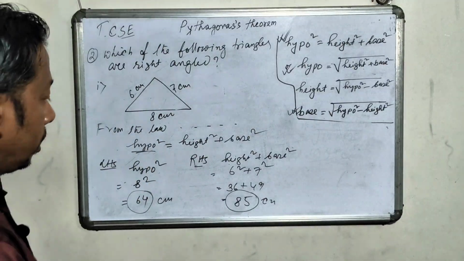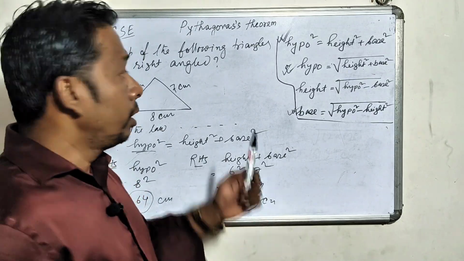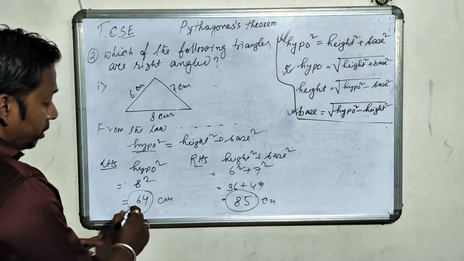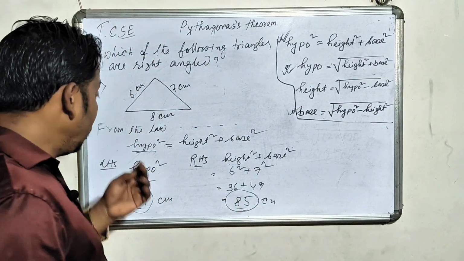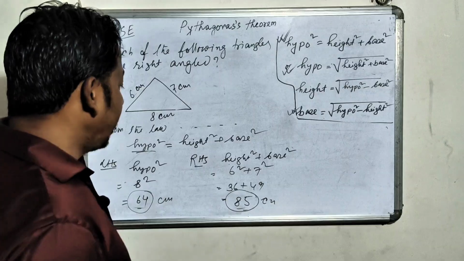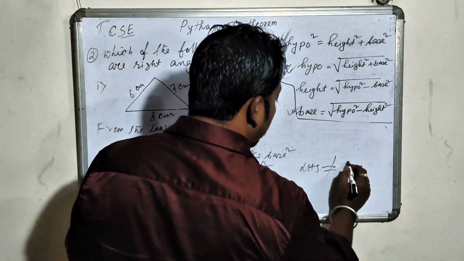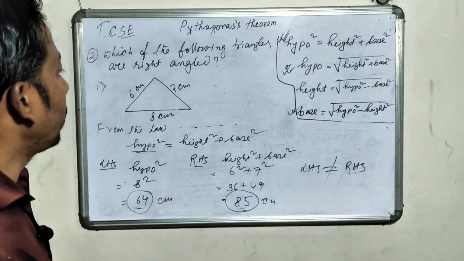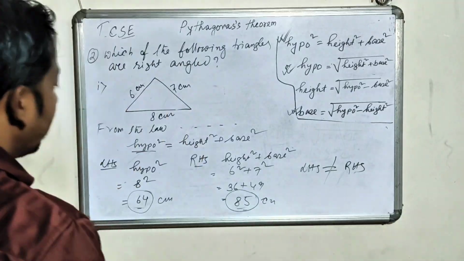therefore this triangle does not belong to the right angle triangle. Is that clear? If this value is equal to that value, then we can say that this triangle must be the right angle triangle. But here the left hand side shows the result 64 and the right hand side shows 85. So LHS is not equal to RHS, therefore this triangle is not a right angle triangle. Okay, now next question.